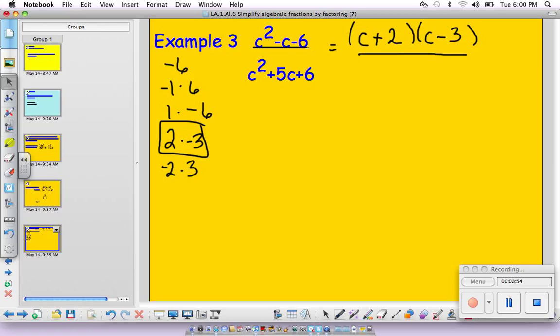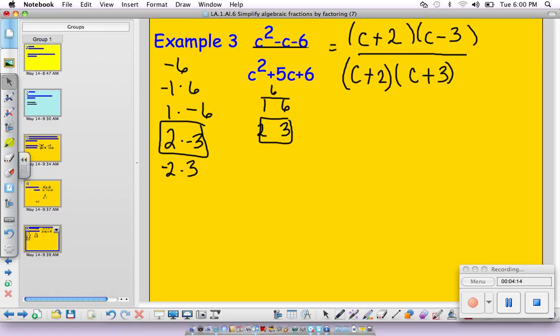Factoring this one, I want the factors of positive 6. That would be 1 and 6 or 2 and 3. Now which pair would give me 5? This pair. So the bottom's going to be c plus 2 times c plus 3.